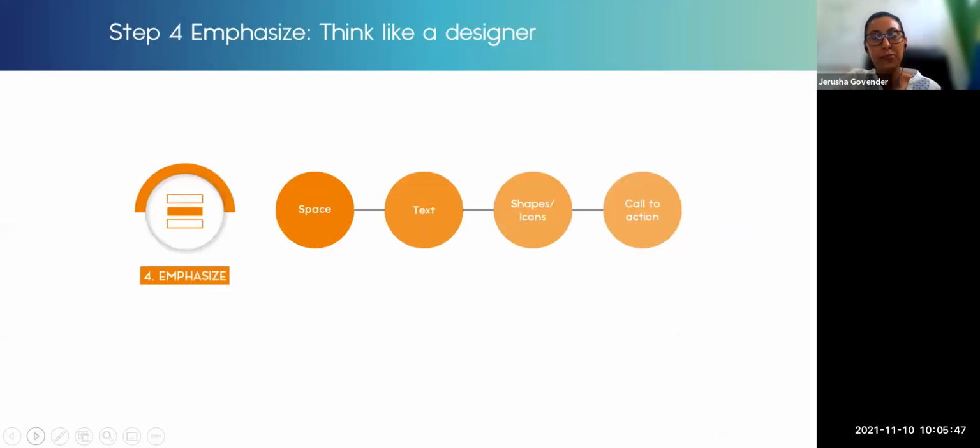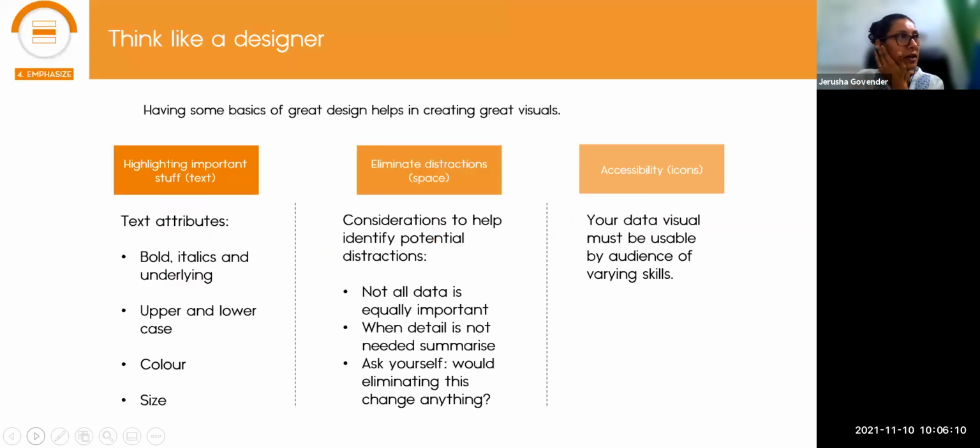And then the last step is emphasizing. This is where you've put all your content together, and now it's doing the last look as a designer. It's looking overall: have I used space appropriately? Have I incorporated sufficient text to add to the context? Have I used shapes and icons to make sure that I'm compartmentalized? And is there actually a call to action for the audience that I started with? These are a couple of highlights that you need to think about.